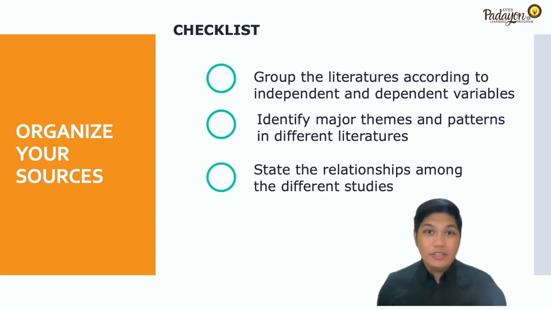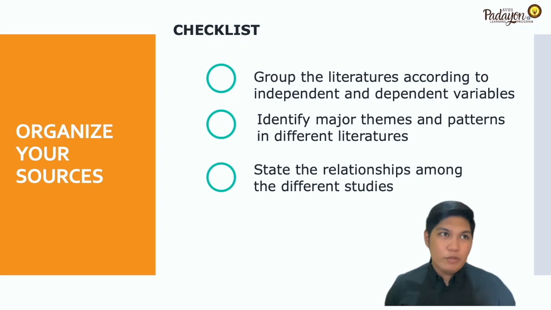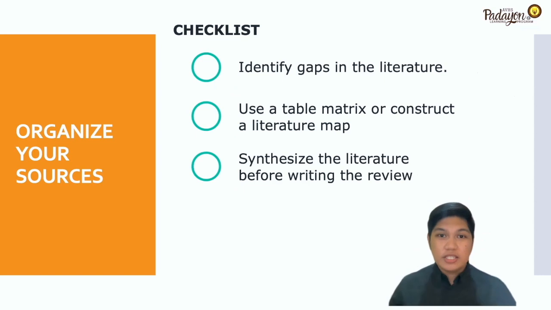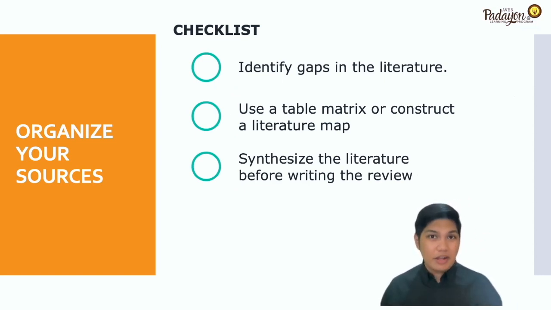As much as possible, you try to relate them. And when I say relate, it doesn't really mean that the one should support the claims of the other. If it is not that way, then you can still build relationships after all. You can say, however, despite the fact. So those are some words that you can use to associate relationships. Also, another checklist that you have is to identify gaps in the literature. Second to the last would be the use of a table matrix or constructing a literature map. I'll be showing you a reference, a PDF file that is contained in your flash drives for this particular literature map that I'm talking about. So just look at it.